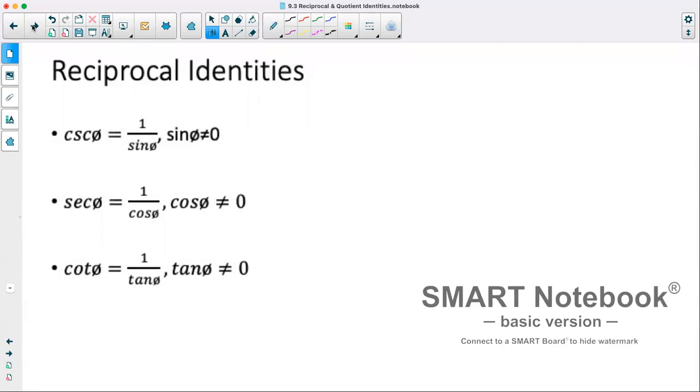So we have our cosecant, which is 1 over sine. With this, we have a restriction that sine of our angle cannot equal 0, so we're not dividing by 0. We have secant theta, which is 1 over cosine theta. So with that, cos cannot equal 0. And then we have cotangent theta, which is 1 over tan theta. And that also has the restriction that tan cannot equal 0.